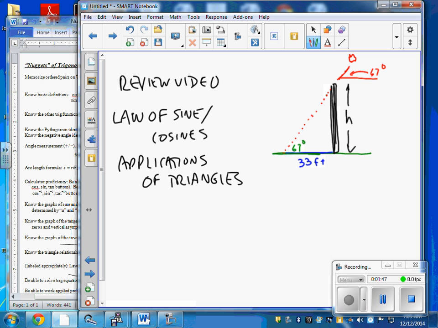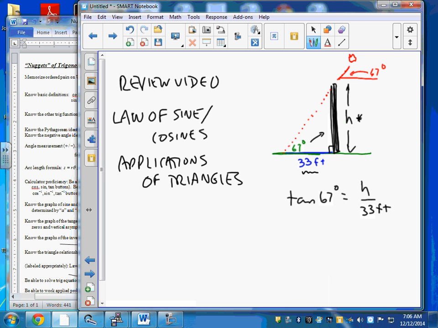Well, if this is level ground, this is a right angle, so we can just use our right triangle relationships. We're looking for this side, which is opposite. We know this side, which is adjacent, so that screams tangent. The tangent of 67 degrees is going to be opposite over adjacent. So the height of the tower will be 33 feet times the tangent of 67 degrees.